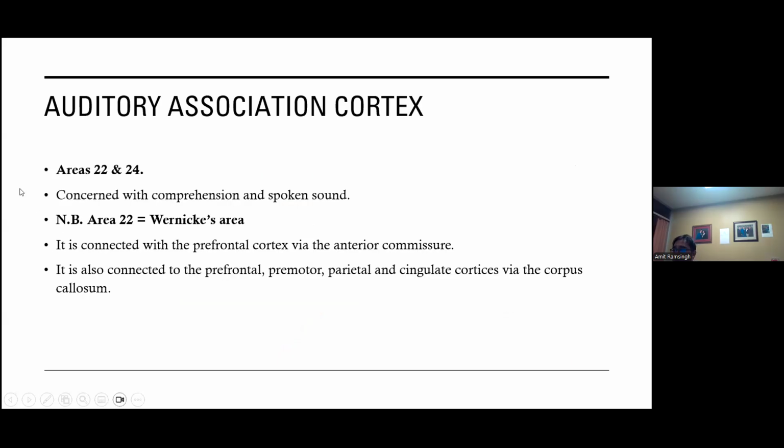Again, we mentioned the auditory association cortex, represented mainly by areas 22 and 24, and it's concerned more with comprehension and spoken sound. It is connected with the prefrontal cortex via the anterior commissure and connected to various parts such as the prefrontal, premotor, parietal, and cingulate cortices via the other commissural fibers through the corpus callosum.